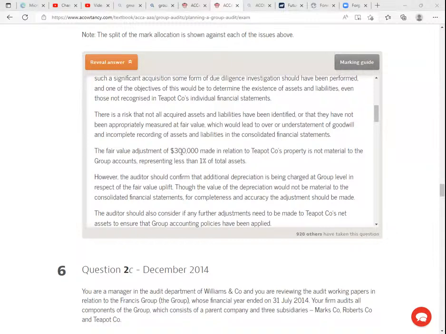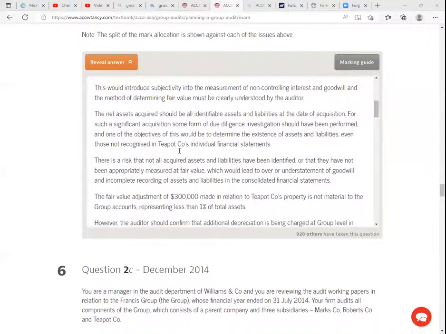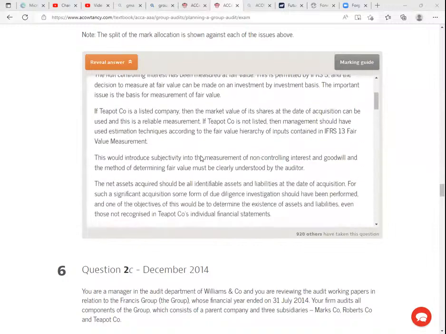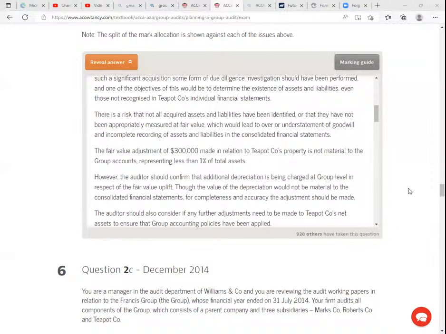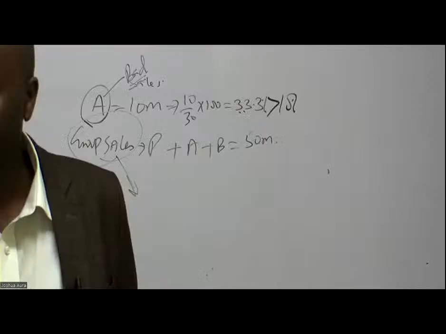Could you kindly take this 300,000 in terms of millions? It is too small, 0.3 over 450, it will be very small. It's less than what here? 1%. So if it's less than 1%, then I don't have to trouble myself.